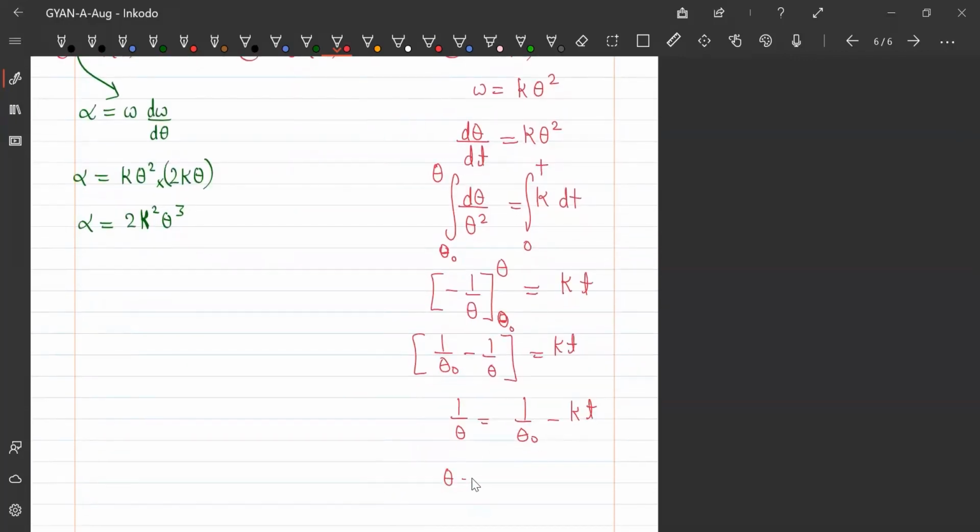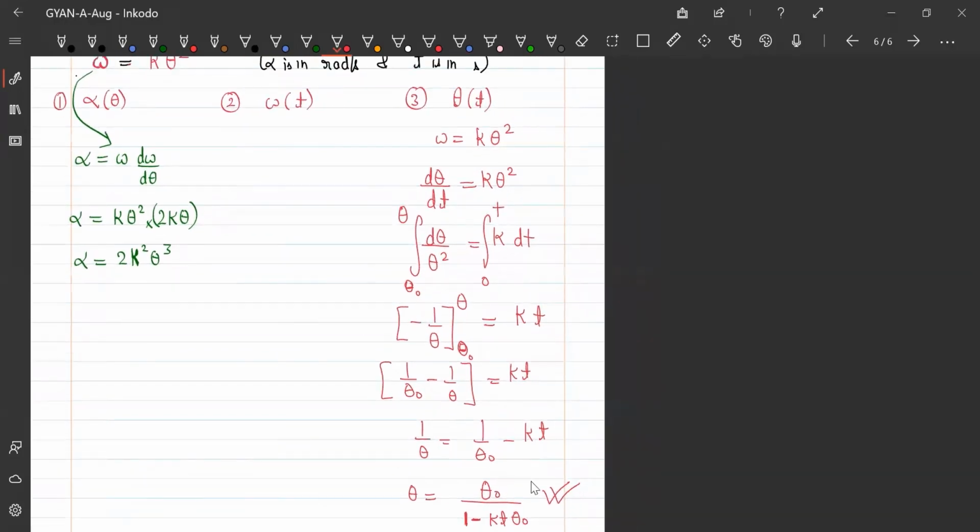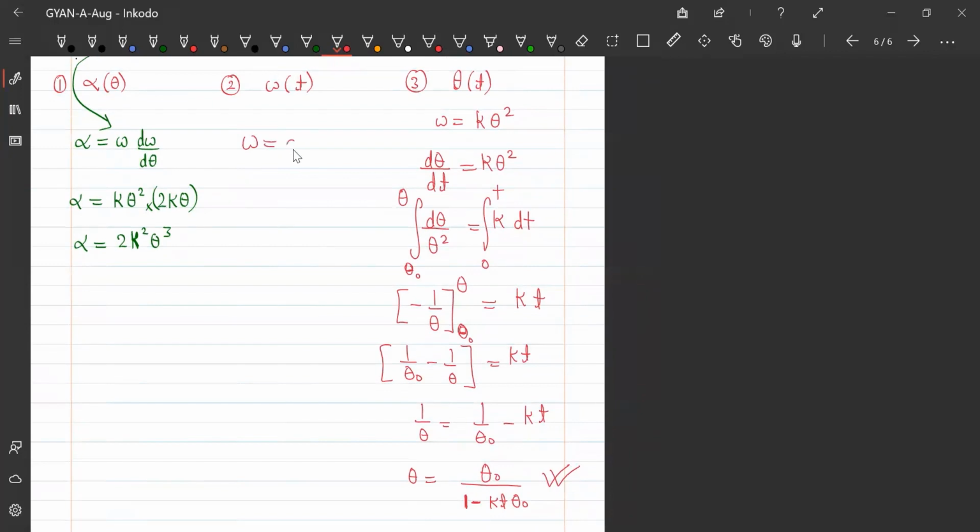Theta is equal to theta naught upon 1 minus kt theta naught. That is theta as a function of time t. Once theta as a function of time t comes, then we can find omega by using this relation. For question 2, you can just differentiate this with respect to time.